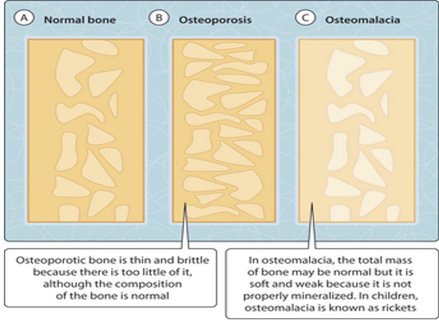Okay, so these three images are just showing you the differences of normal bone versus osteoporotic bone, which is just thin and brittle because there's just not enough calcium phosphate that's been deposited. And typically osteoporosis is from the osteoclasts breaking down the bone faster than the osteoblasts are producing it.